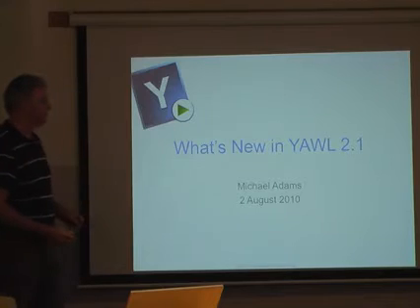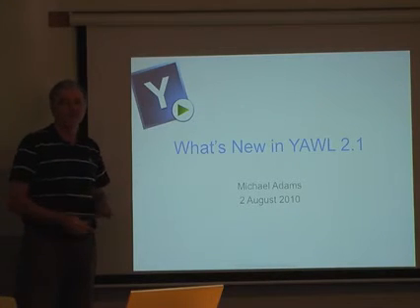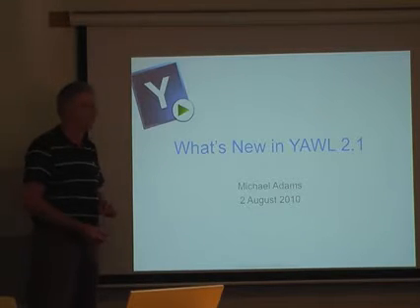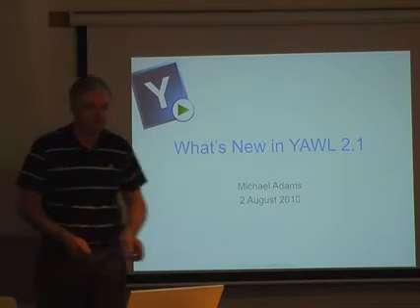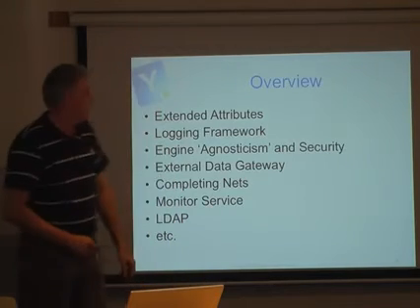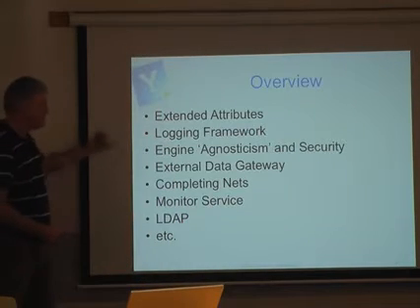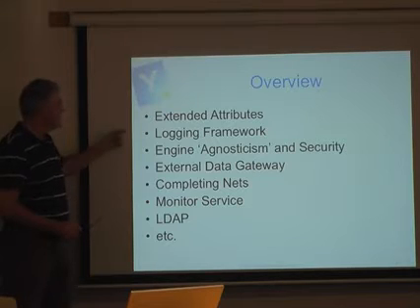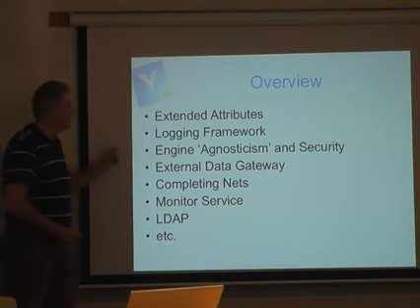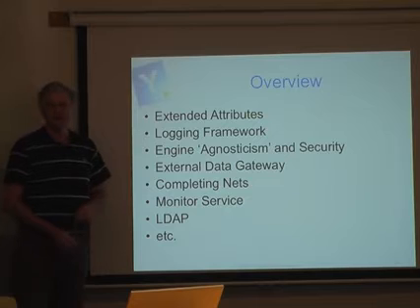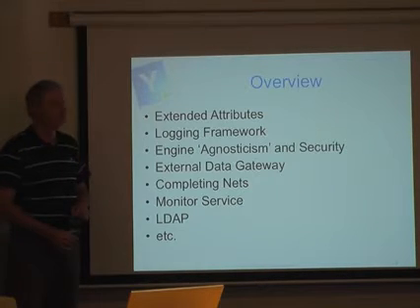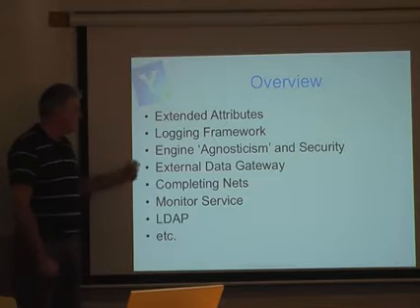I thought now that we talk about the new features of 2.1, as I said earlier, from the user perspective, so that things you can actually see that are different in 2.1 as opposed to 2.0. And in no particular order, talk about the extended attributes, the changes to the logging framework, talk about what we mean by engine agnosticism and extra security features that have been added to the editor.